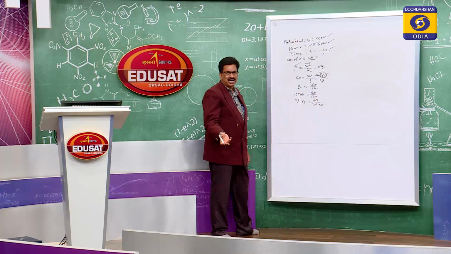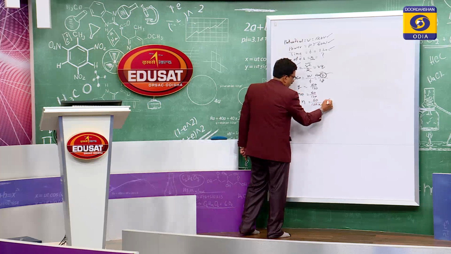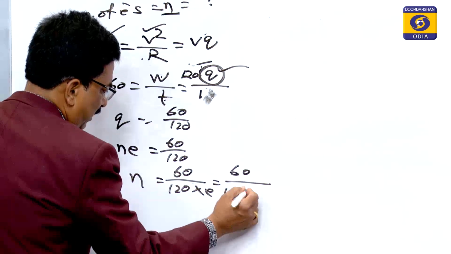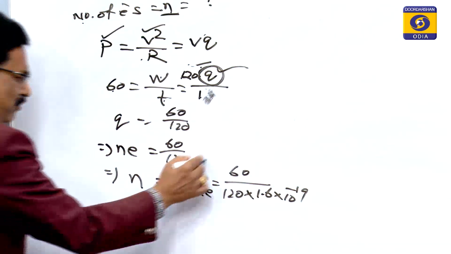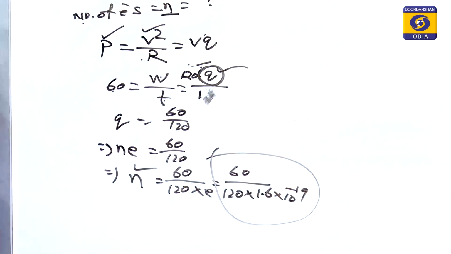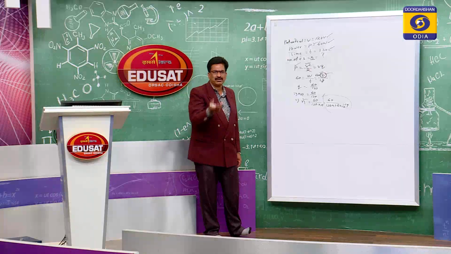E is the charge of the electron. Put the value of the charge of the electron: 60 by 120 into 1.6 into 10 to the power of minus 19. If you solve that, you will get the value of N. Then it is okay for question number 1.